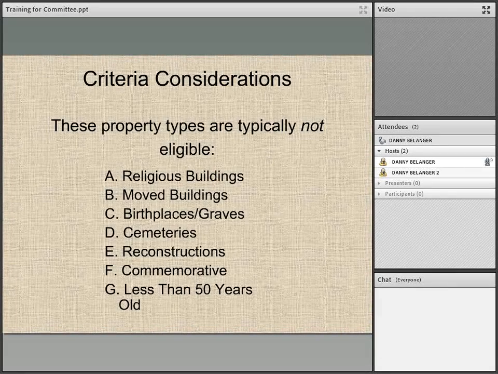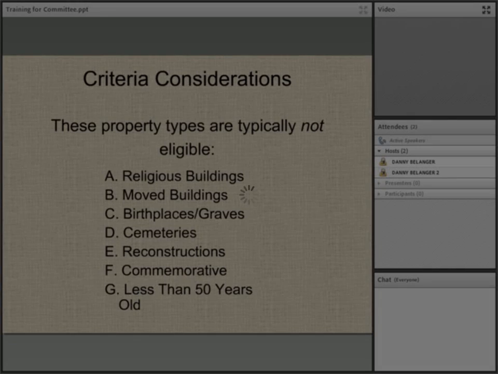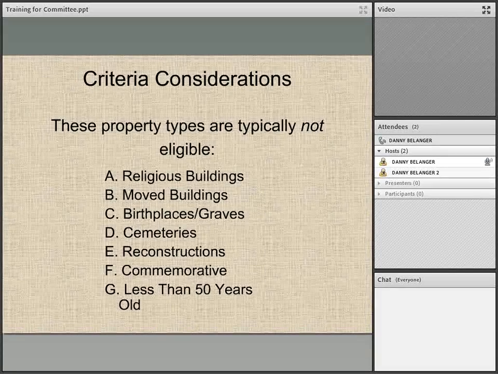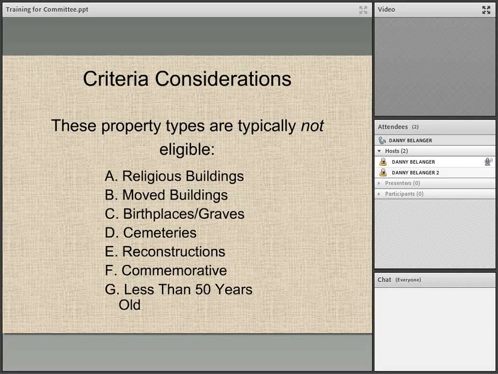Cemeteries are normally not eligible. However, if they have design features and architectural significance, as well as people of transcendent importance, they can. Reconstructed buildings are normally not eligible, and only when they're accurately reconstructed or put in a suitable environment can they be nominated. Commemorative properties are normally not eligible, except if they demonstrate how important a society commemorates something versus the event itself.